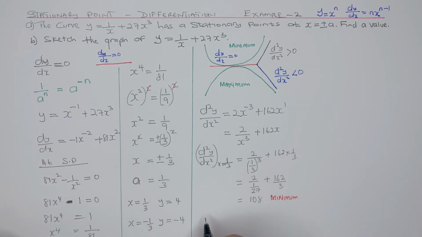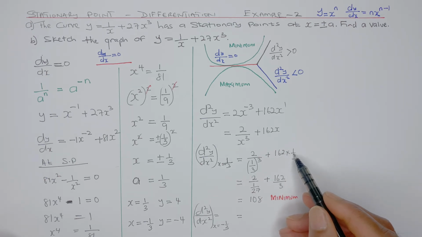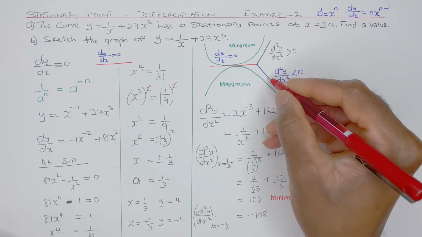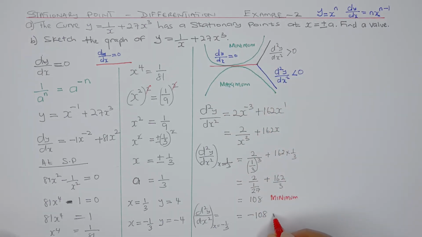Now we need to do the same for x equals minus 1/3. So d²y/dx² when x equals minus 1/3 is actually the same thing, except this is negative, so that will be minus 27 times 2. And this will be negative 2, so that will make this minus 108. It will be a maximum because it's negative here. So you go from 0 to negative, so that's a maximum.